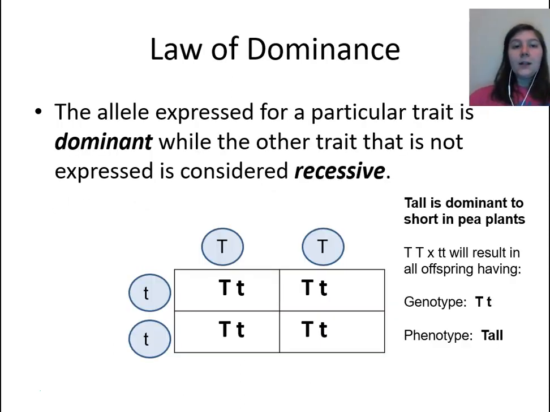Our first law is the law of dominance, and this states that the allele expressed for a particular trait is dominant, while the other trait that is not expressed is considered recessive. So if we look at this cross between, again, 2 true breeding parents, we see that in the offspring, even though they each have a recessive allele, they're going to show the dominant trait, which is tall.